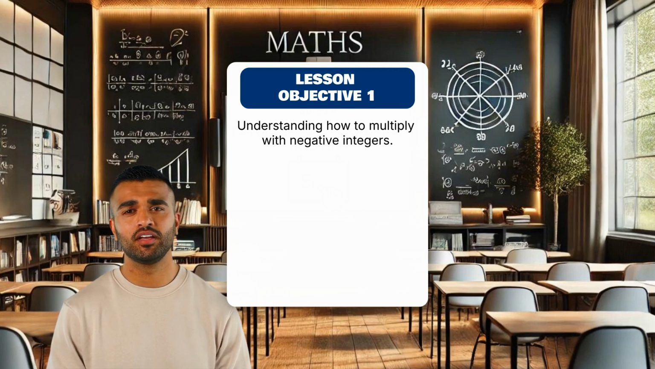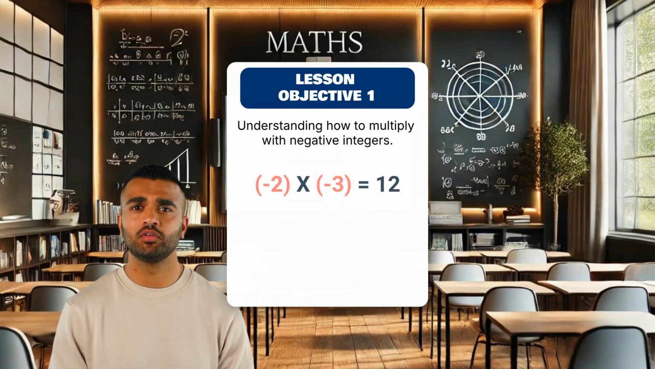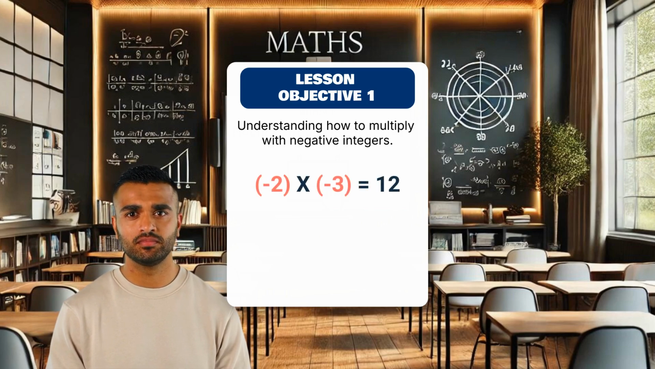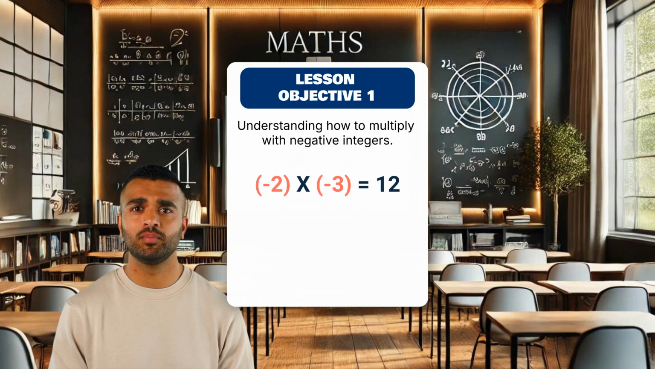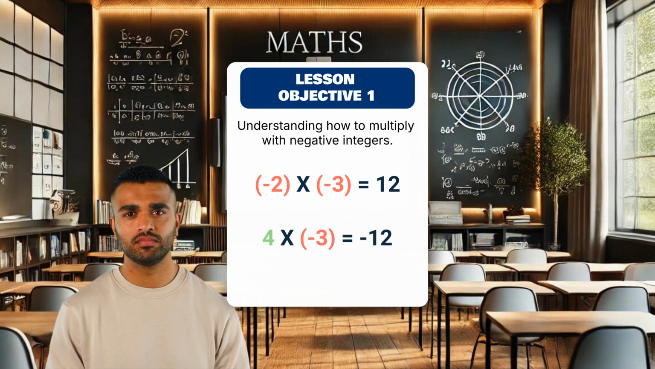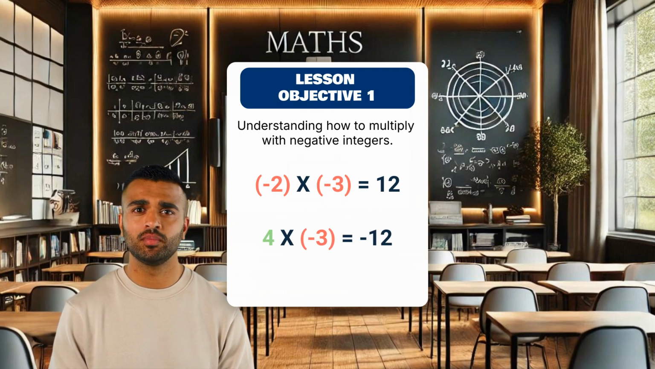We will start by learning the fundamental rules for multiplying two negative integers. Next, we'll explore what happens when a positive integer is multiplied by a negative integer. After this, we will run through some examples to apply and practice this new knowledge.